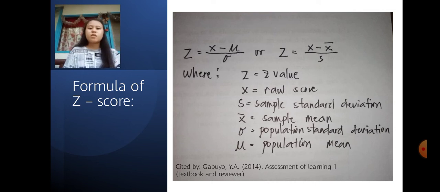To determine the exact position of each score in the normal distribution, we will use the z-score formula. The formula is z equals x minus mu, the Greek symbol, all over sigma, or z equals x minus x bar, the mean, all over s, where z is the z value, x is the raw score, s is the sample standard deviation, x bar is the sample mean, sigma is the population standard deviation, and mu is the population mean.